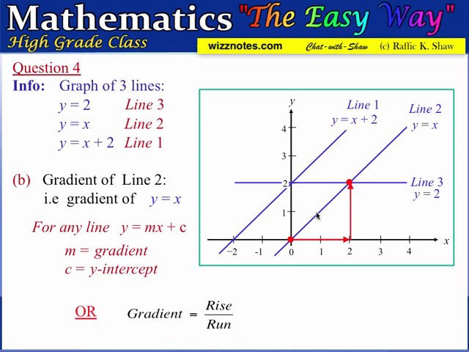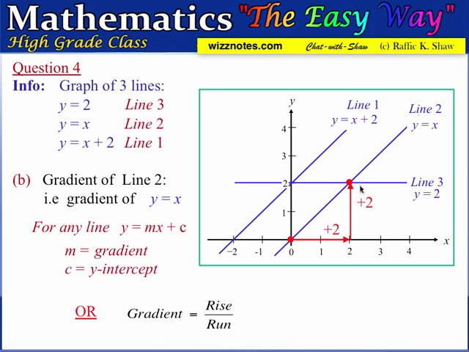To go from this point to this point along the line y equals x, we would have to run 2 units to the right and rise 2 units upwards. When the run is to the right, it has a positive value, and so this run is positive 2. And when the rise is upward, it also has a positive value, and so this rise is 2. That is to go from this point to this point along the line y equals x. We rise 2 and we run 2.